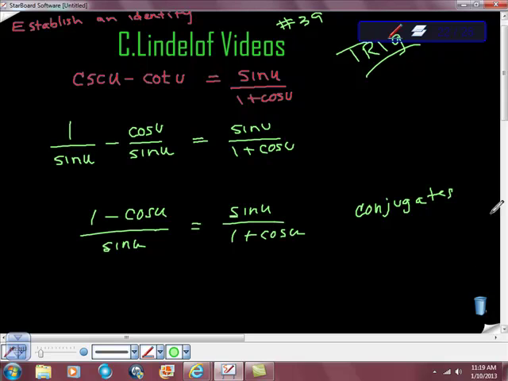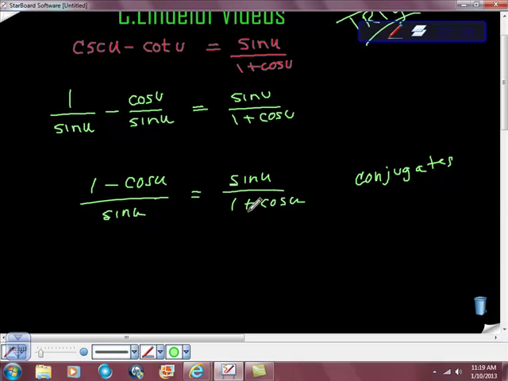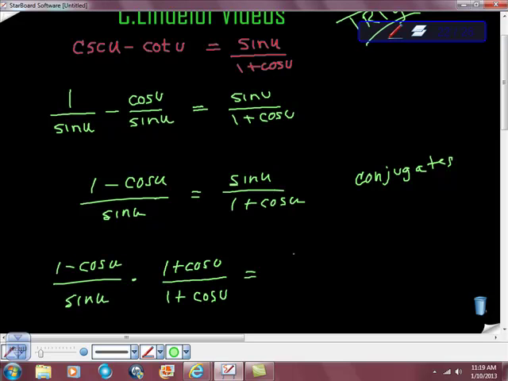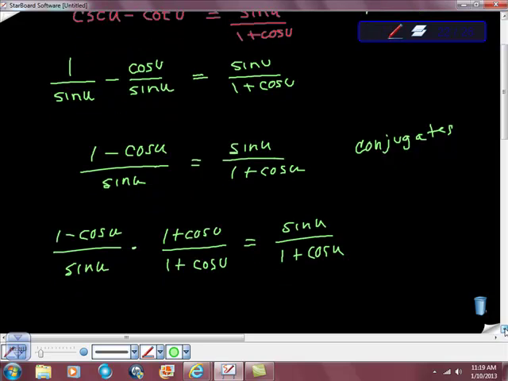So this is kind of a hint for you. What I'm going to do here is, on the left-hand side, multiply by 1 using the conjugate of this. So I'm going to take my 1 minus cosine u over sine u times the conjugate, which is 1 plus cosine u over 1 plus cosine u. Remember, it has to still equal this right-hand side. So I didn't touch that.